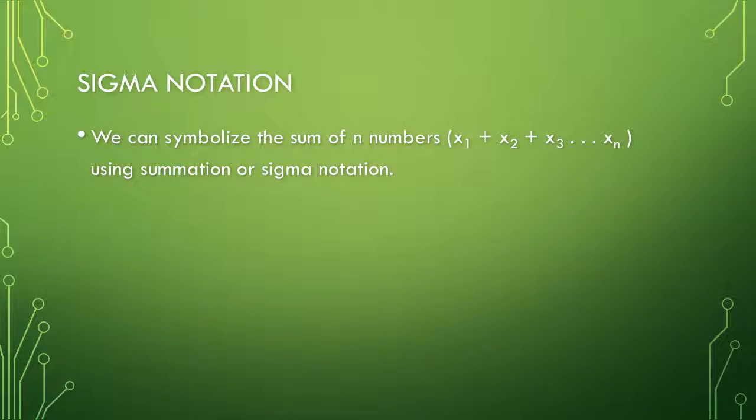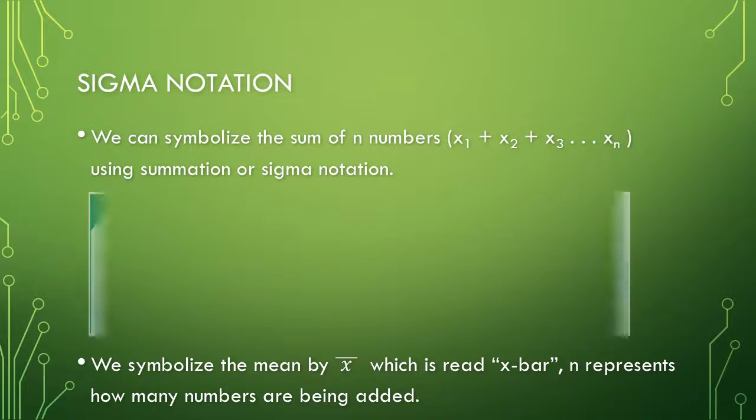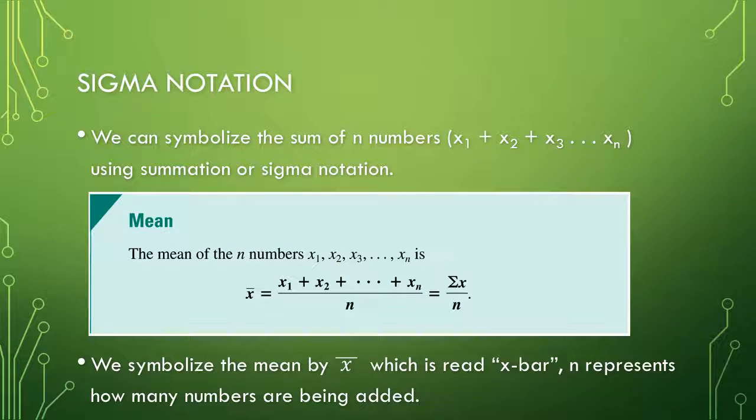Now, we can symbolize the sum of the integers. Instead of writing them all out, we use summation or sigma notation. It's called sigma notation because we use the Greek letter sigma to symbolize the fact that we are adding a bunch of things together. So what we have here is the mean of the n numbers, x sub 1, x sub 2, x sub 3, all the way to x sub n. N is the total number of numbers that we have. All these x's with the subscripts are different numbers. The average or the mean is all those numbers together divided by n.